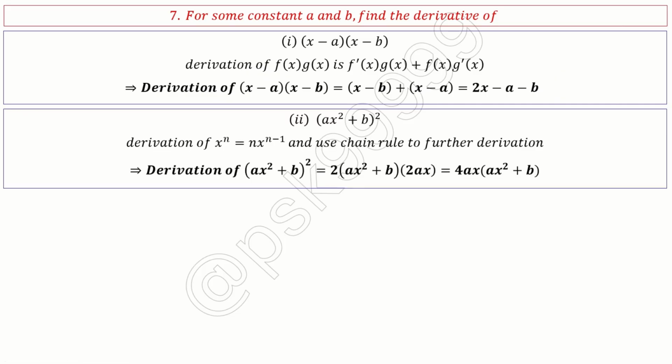Okay, (ax^2+b)^2. For this one we use the chain rule. What is the chain rule? I'll explain here. We know that the derivative of x^n is nothing but n·x^(n-1). Then we use the chain rule. In the chain rule, you consider this whole term as f(x). This is f(x) whole squared.